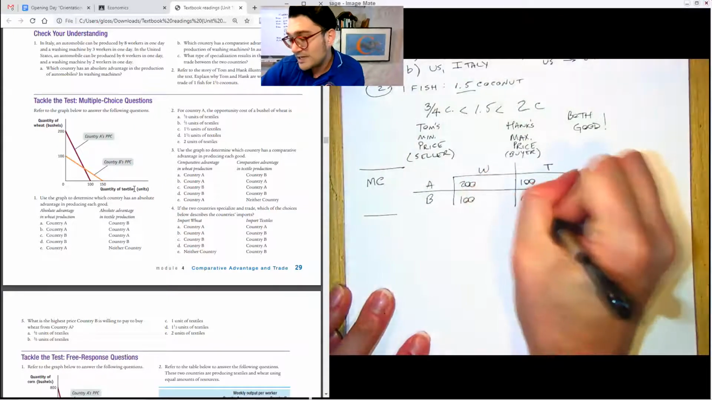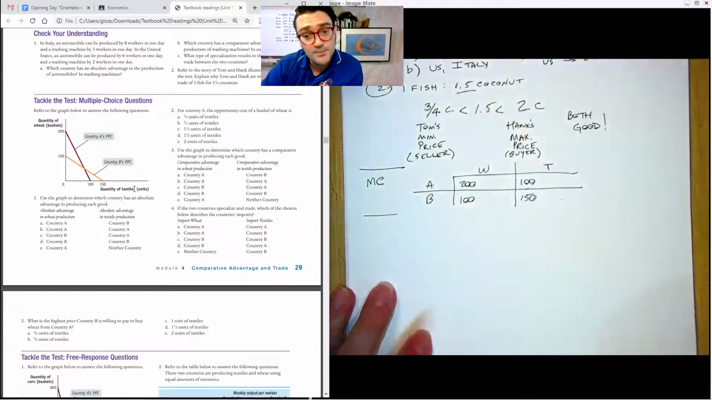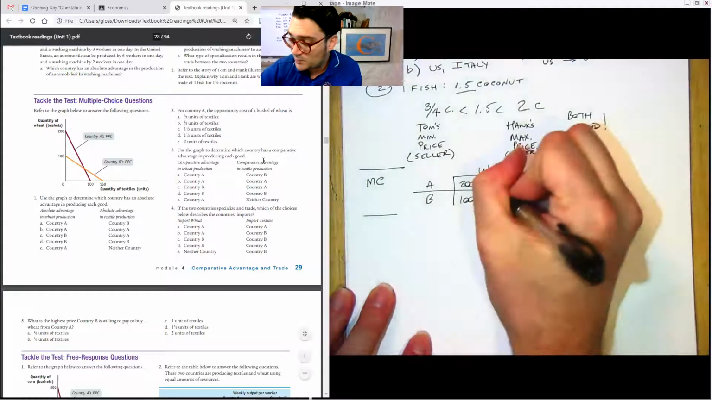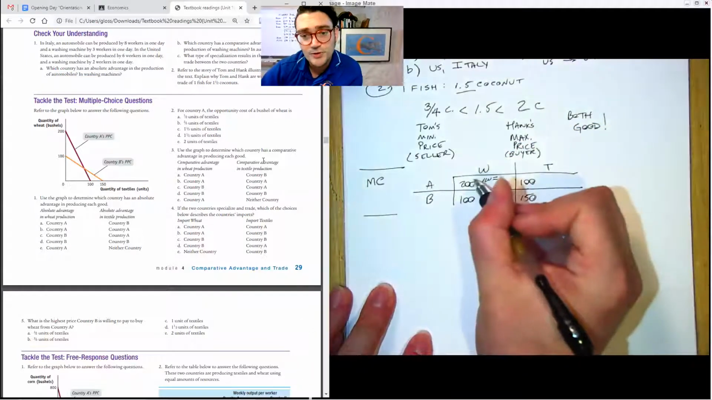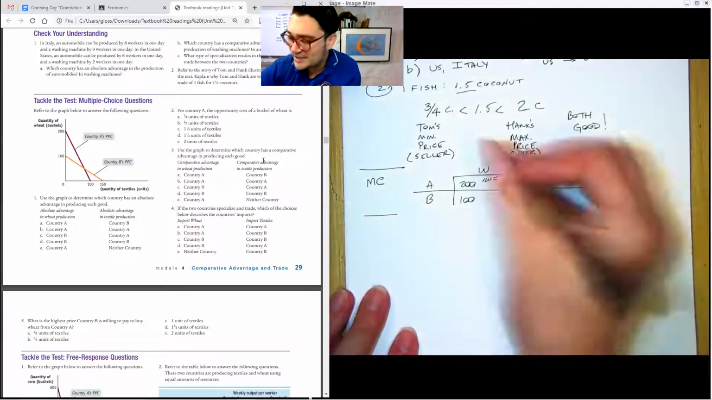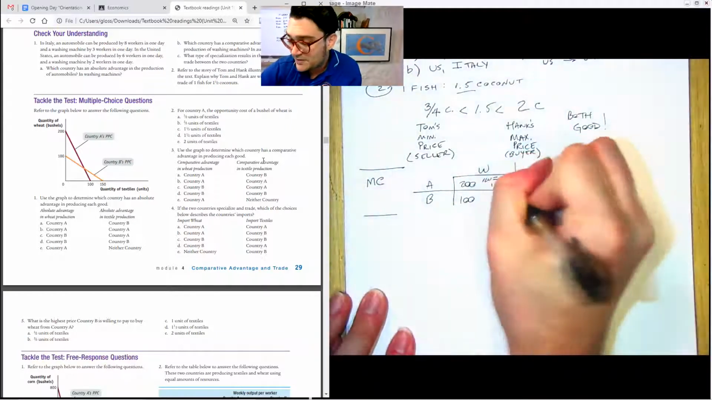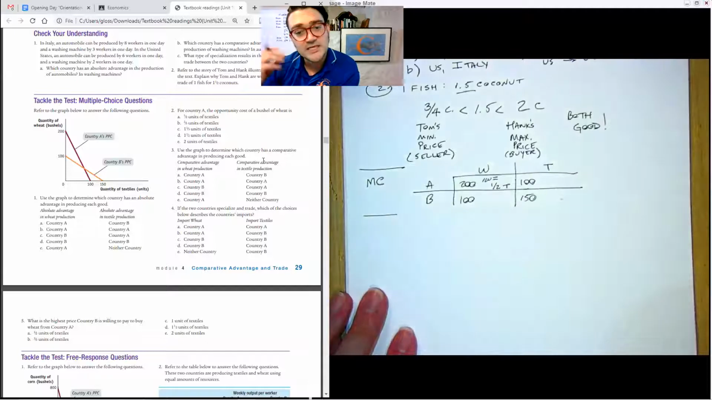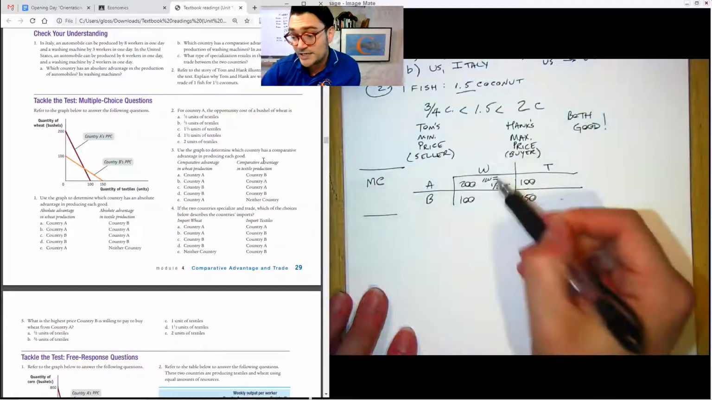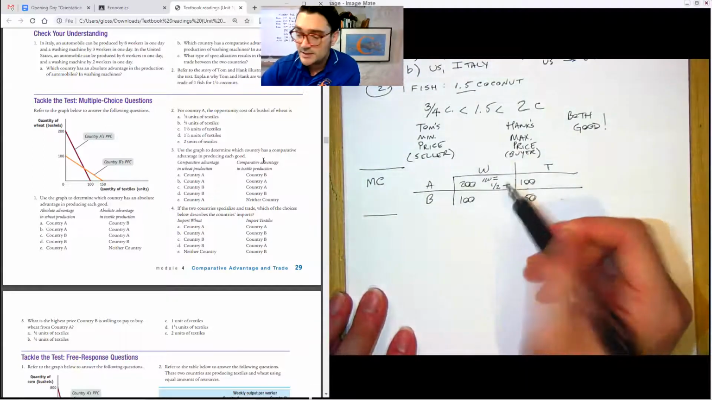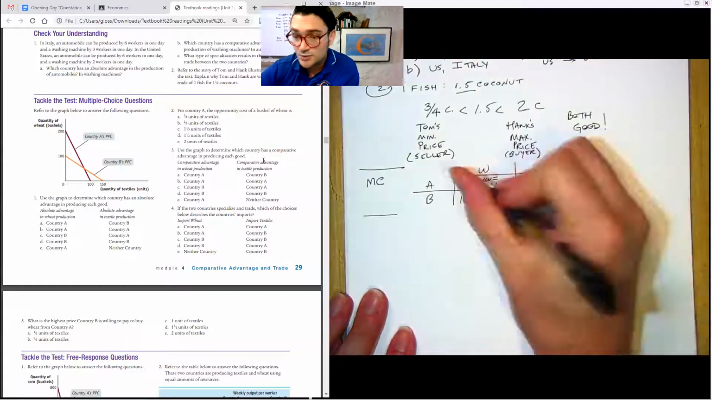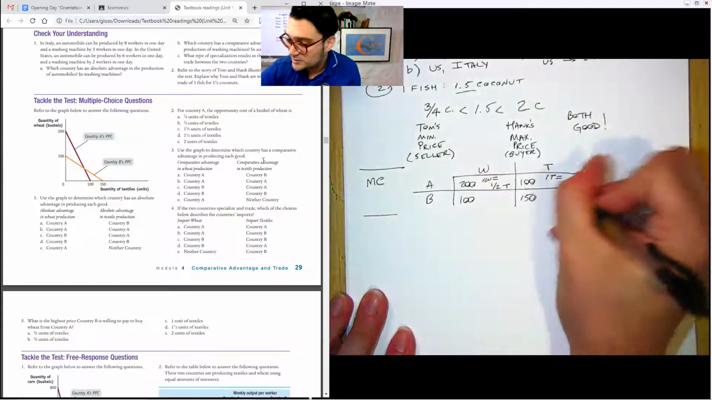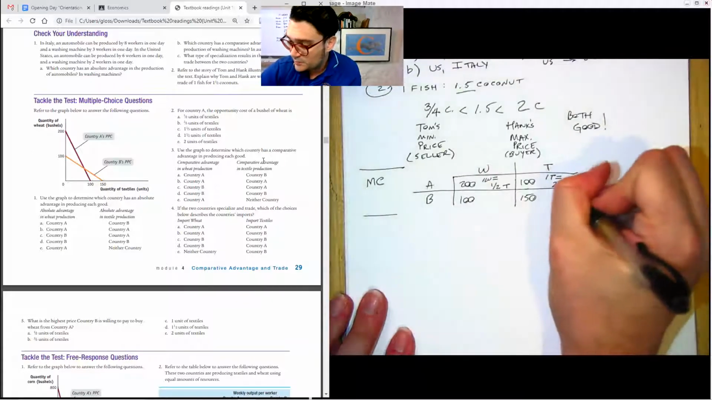And this is what we call an output problem because it's how much they can produce. So we're going to say 1 wheat, and then we're going to take the outside number, the 100, and put it over the 200. Now, hopefully you can do that in your head. That's equal to 1/2 of a textile. So that means every time A produces 1 wheat, they give up 1/2 of a textile. The reciprocal would also be true for them. So 1 textile is 200 over 100, which is just 2 wheat.